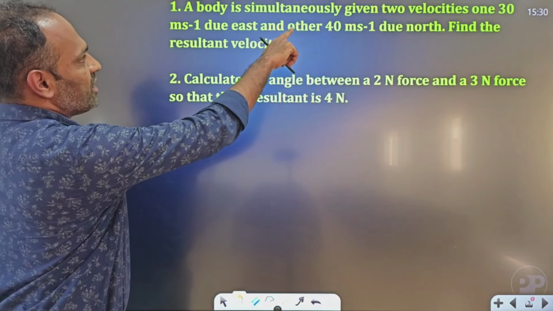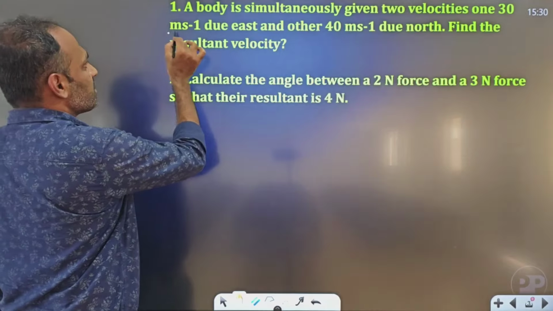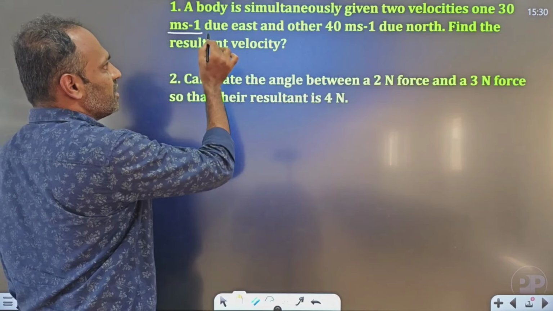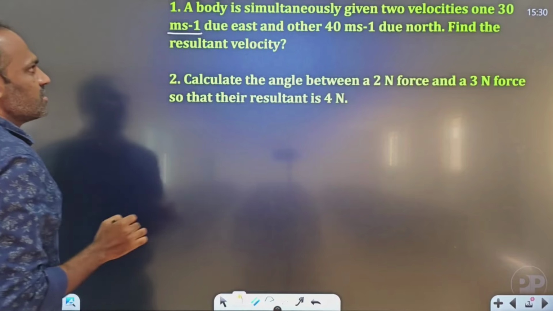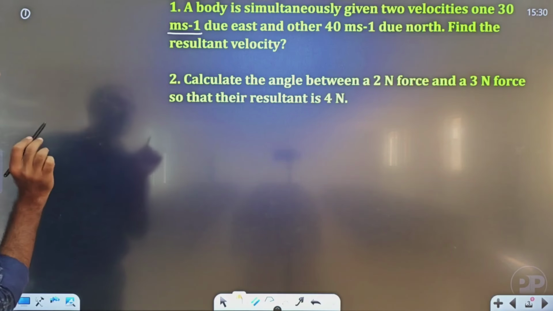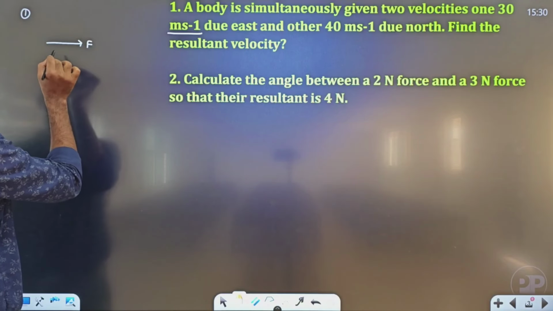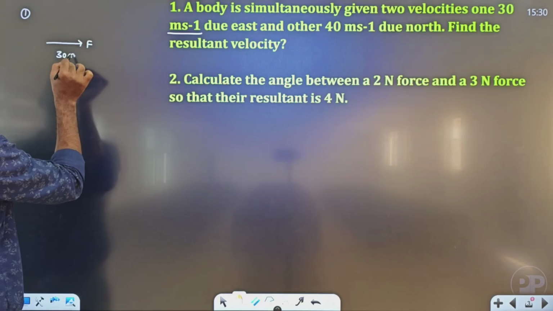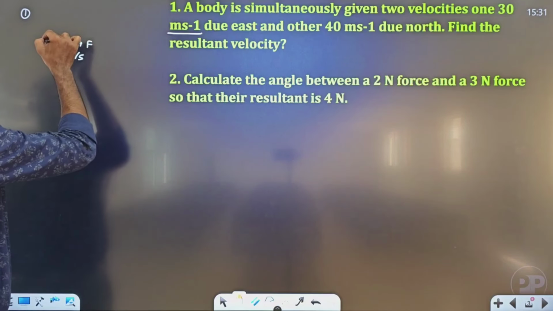A body is simultaneously given two velocities, one 30 meter per second, that is meter per second, right, second raised to minus 1, due east, and other 40 meter per second due north. Find the resultant velocity. So look, two velocities are given. One is 30 meter per second towards due east, and another velocity is 40 meter per second towards north.